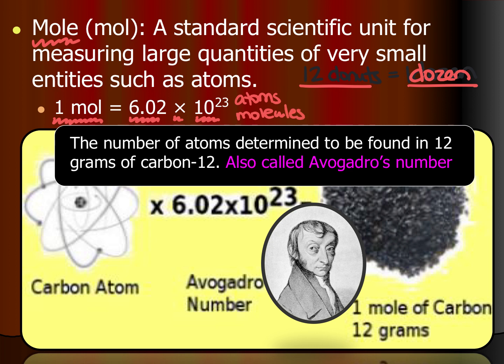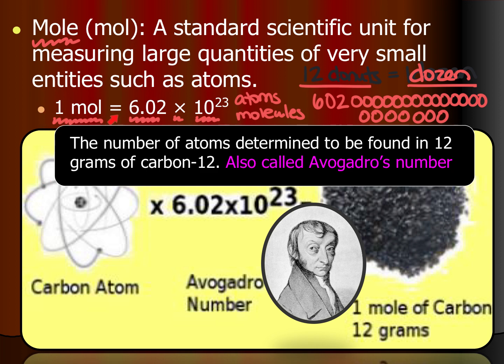That number actually looks like this. This huge number right here, I couldn't even fit all of the zeros. That's what this number is. So that's why it's completely impractical to try and count all of these atoms. But chemists use a unit of 1 mole.